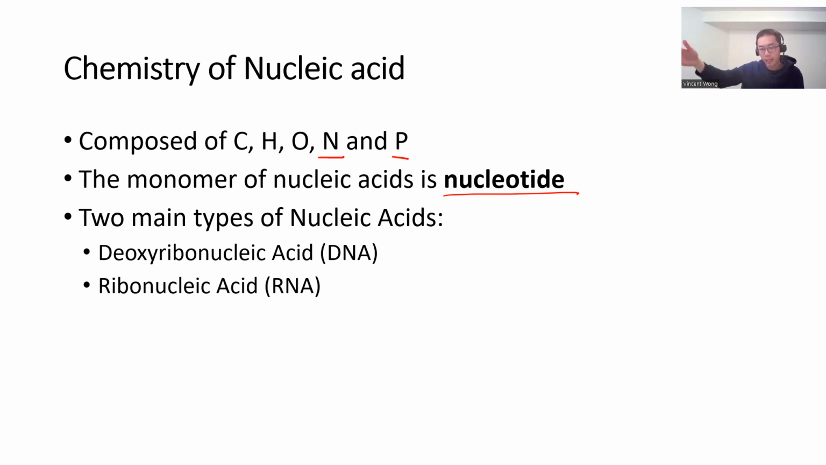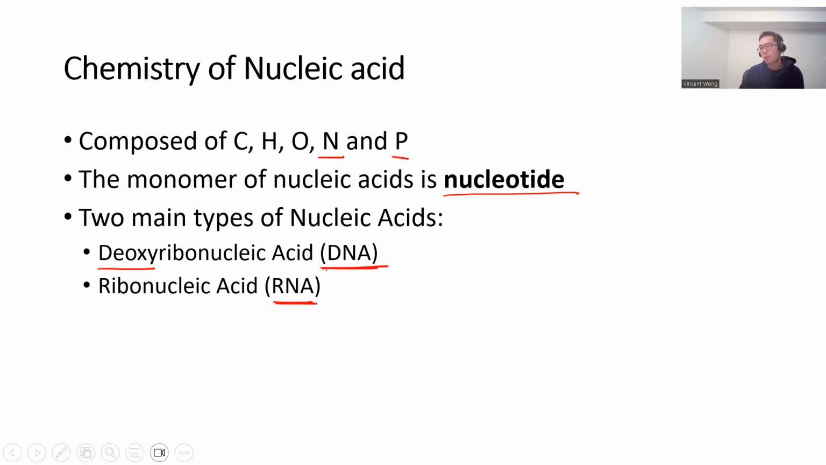Carbohydrate, the building block is glucose, fructose, galactose. For protein, they are amino acid. And now for nucleic acid, the monomer is nucleotides. There are 2 main types of nucleic acid. DNA, which is the one that most people have heard of. It stands for deoxyribonucleic acid.